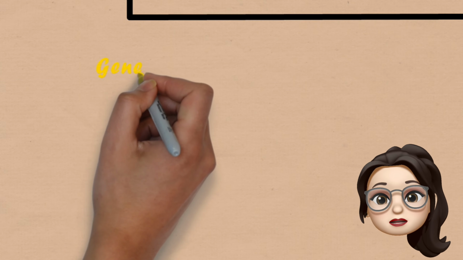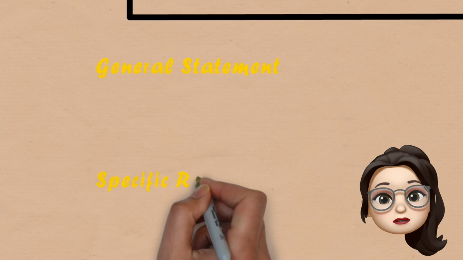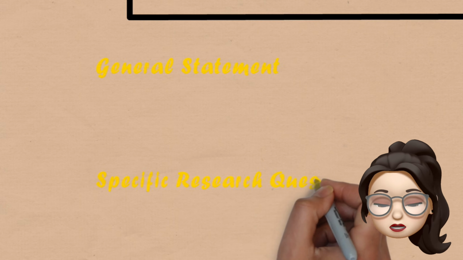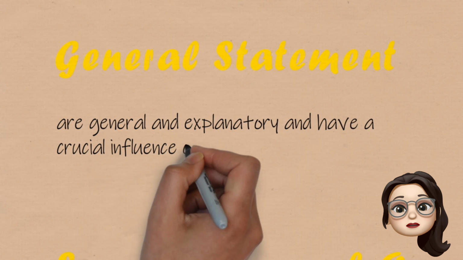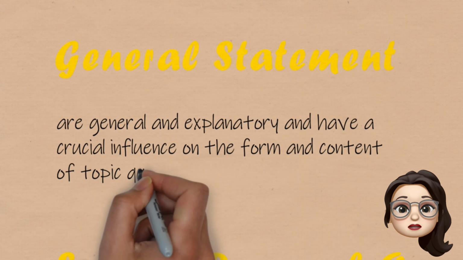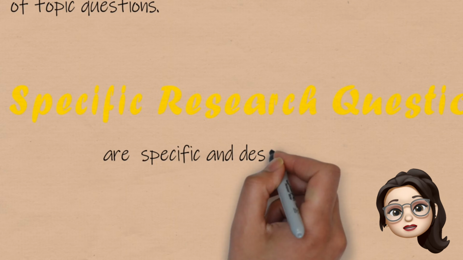There are two parts of the research problem: A, the general statement, and B, the specific research questions or sub-questions. General statements are general and explanatory and have a crucial influence on the form and content of topic questions, while specific research questions are specific and descriptive.